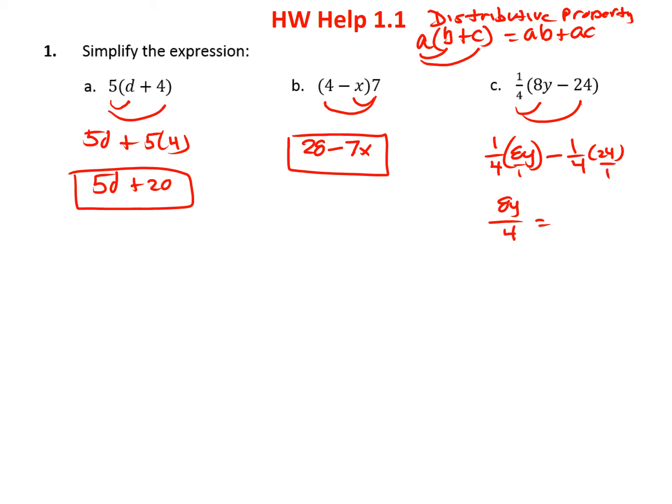Again, I could do this too, and I get minus 24 over 4. And now 4 goes into 8 2 times, so this is 2y. And 4 goes into 24 6 times, and so my answer is 2y minus 6.